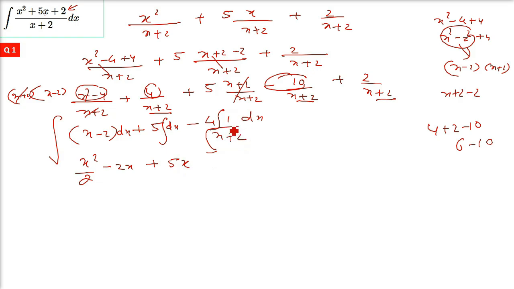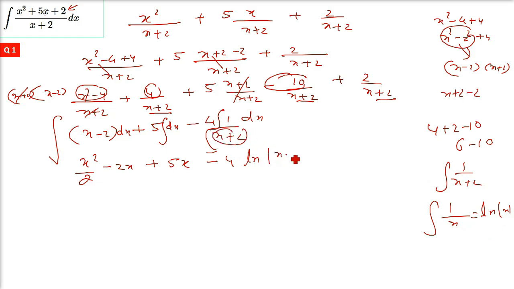So integration of, this is minus 4. Integration of 1 by x plus 2 is what? Integration of 1 by x is ln x. ln is simply log base e and modulus of x. So minus 4 ln of modulus of x plus 2. Then you have to differentiate x plus 2. X plus 2 differentiation is 1 only. And that has to be kept in the denominator. That you don't forget that. That has to be done.